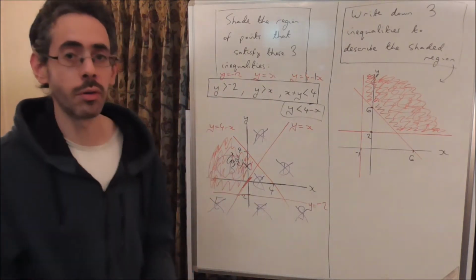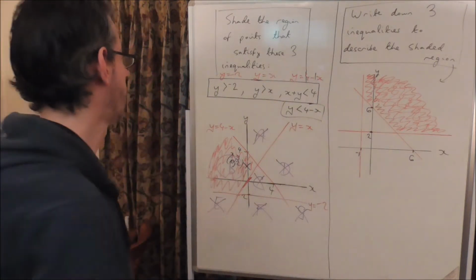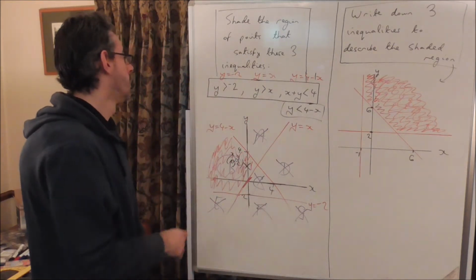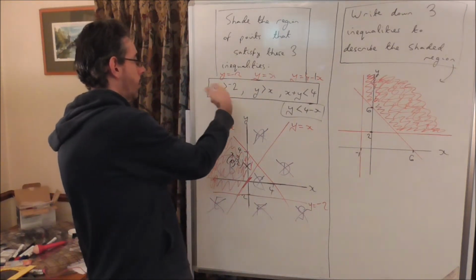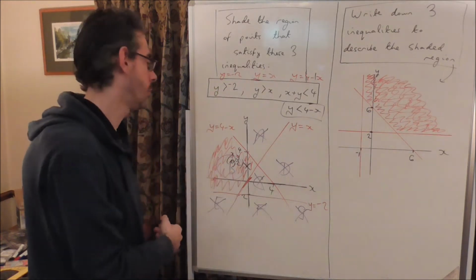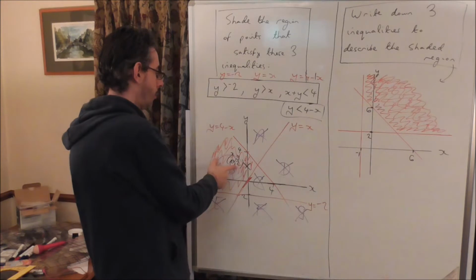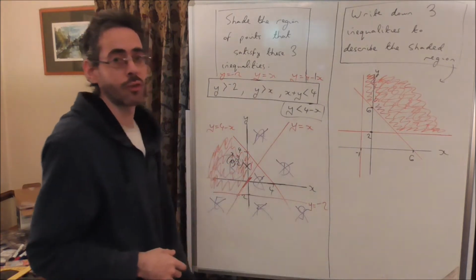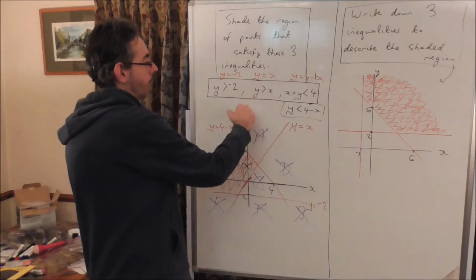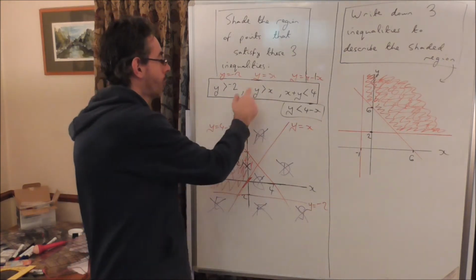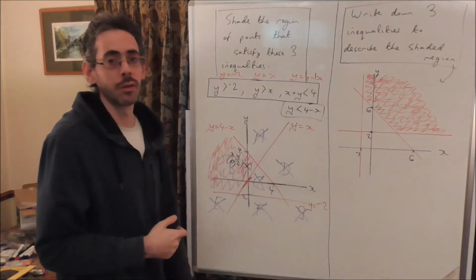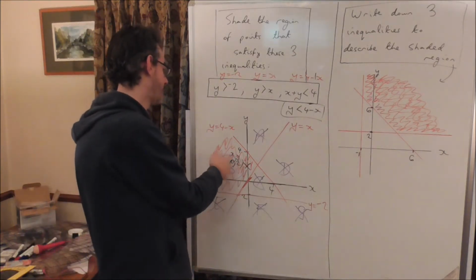The point 0, 2. And let's just check that it satisfies all 3 inequalities. That way we'll know we've shaded the correct region. So the first inequality is y is greater than minus 2. So is the y-coordinate greater than minus 2? Yes, it is. The y-coordinate's 2, and 2 is greater than minus 2. So it satisfies that inequality. Let's move on to the next inequality. y is greater than x. So is the y-coordinate greater than the x-coordinate? Yes, it is. 2 is greater than 0.